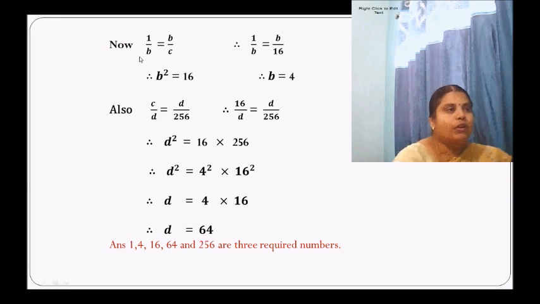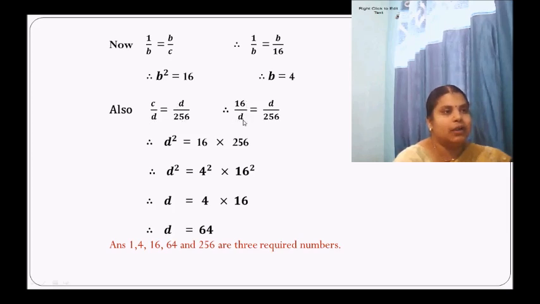Now, put the value of C. 1/B = B/C. Therefore, 1/B = B/16. Therefore, B square is equal to 16. Therefore, B is equal to 4. We get the result B is equal to 4. Also, C/D = D/256.